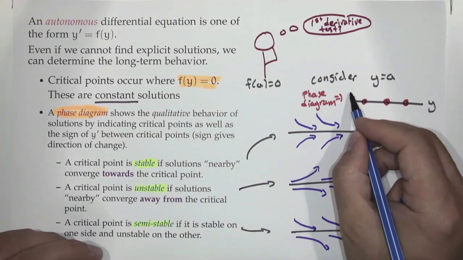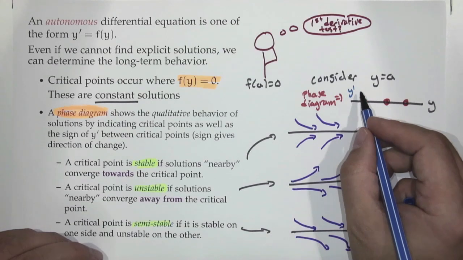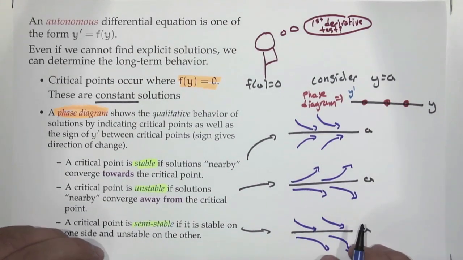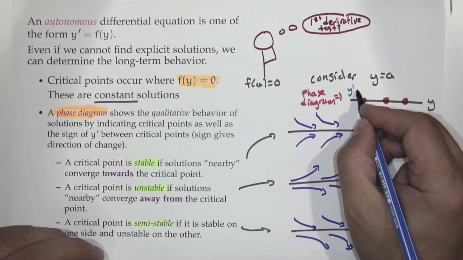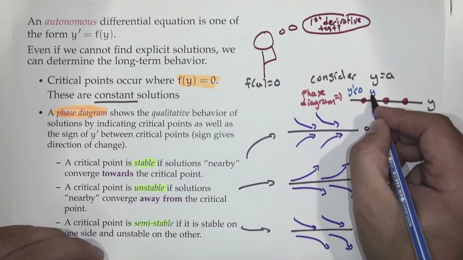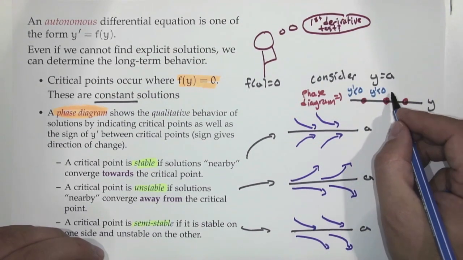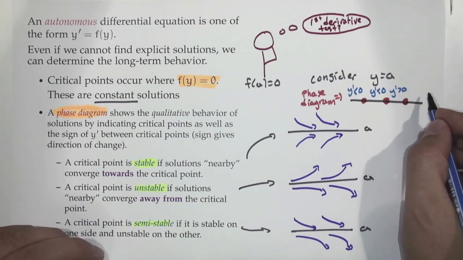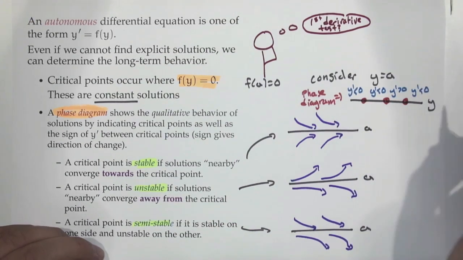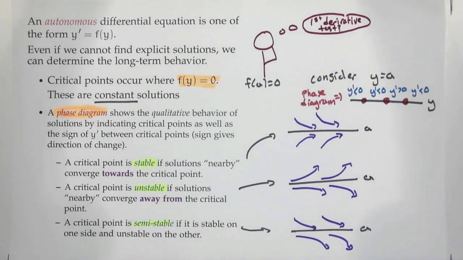Say, we'll make things up here. So let's say y prime is negative. Y prime still stays negative. That's a possibility. Y prime goes to positive, and y prime goes back to negative. Okay. Now, how do we translate information from our phase diagram to classifying stability?